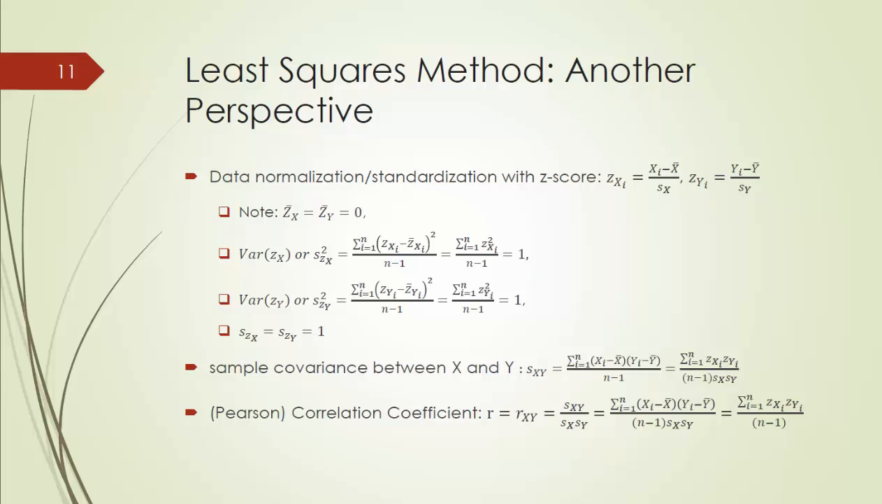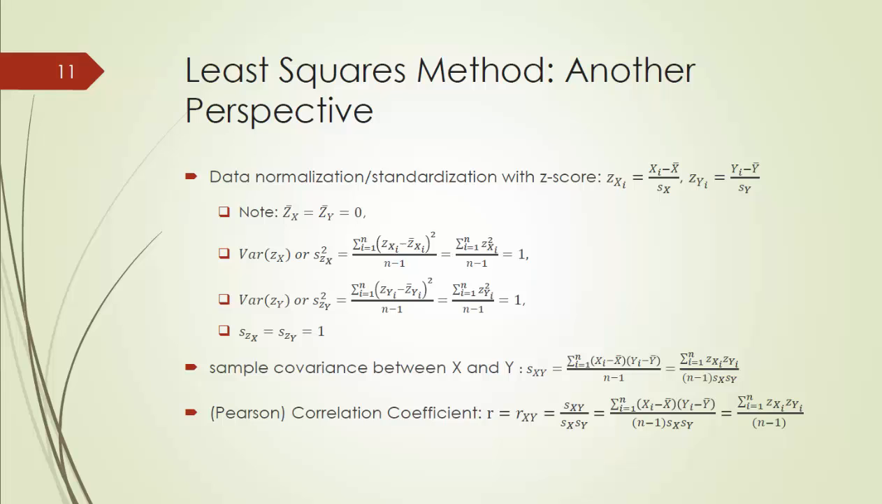Now, we look at the least square estimators from another perspective. First, let's normalize or standardize all the values of x and y by computing their respective z-score. In our dataset, we can replace xi with its corresponding z-score, z sub xi. Similarly, replace yi with z sub yi. It is obvious that the mean value of all zx is 0 and the mean of all zy is also 0. It is also straightforward to show that the variances of zx and zy are both equal to 1. As a result, the standard deviation of zx and zy are 1 as well.